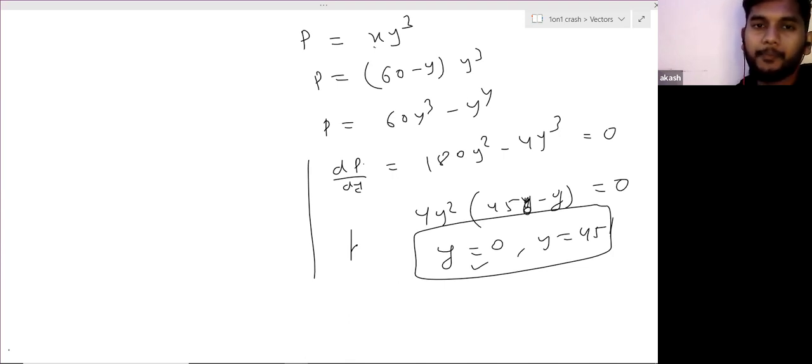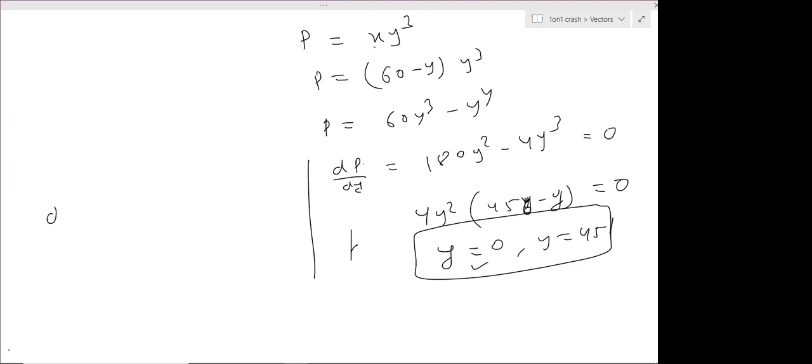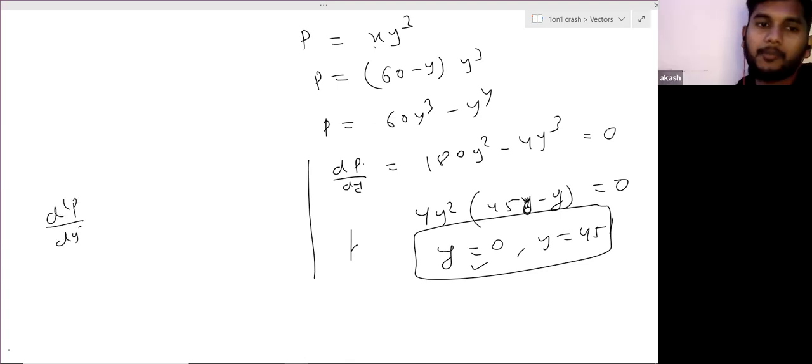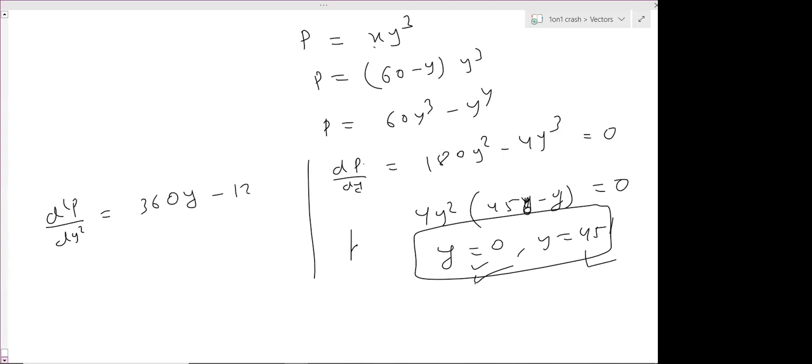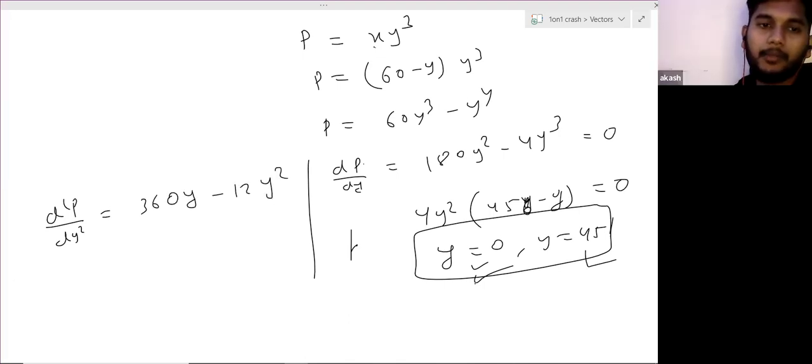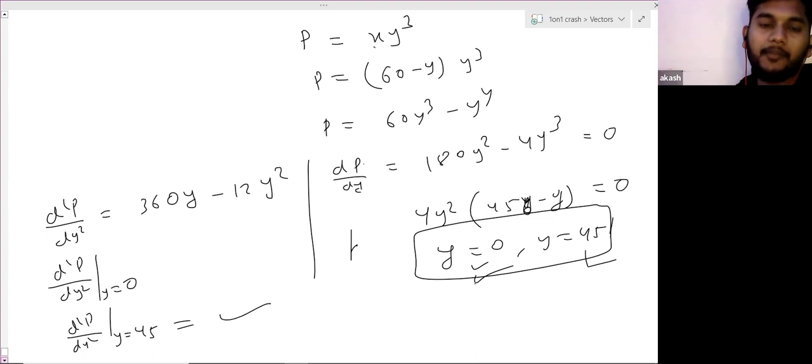All right. Okay. So now we have to find d square p upon dy square, because we do not know if y equals to 0 is maximum or y is 45 is maximum. So we have to double differentiate. This is 360y minus 12y square. Put d square p upon dy square at y equals to 0 and d square p upon dy square at y equals to 45. You will see this thing will be negative. This thing will be 0 or positive.